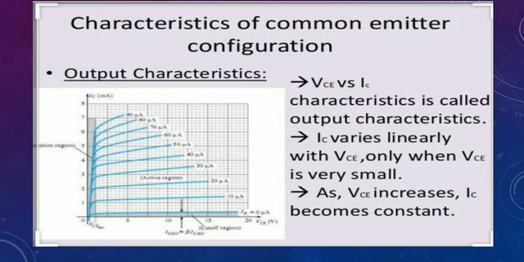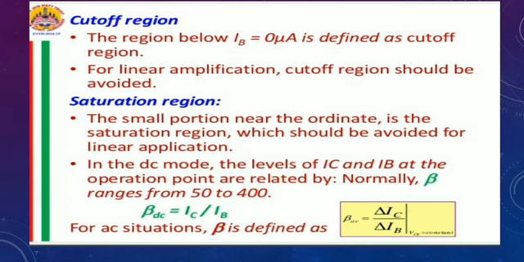Okay students, right? Now the second region is the cutoff region. The region below the base current of 0 microampere is defined as the cutoff region. For linear amplification, the cutoff region should be avoided.